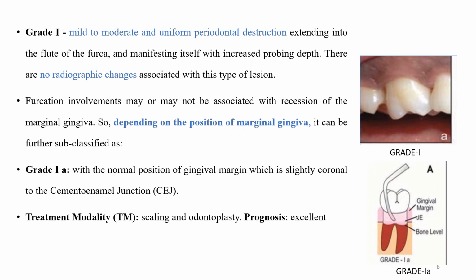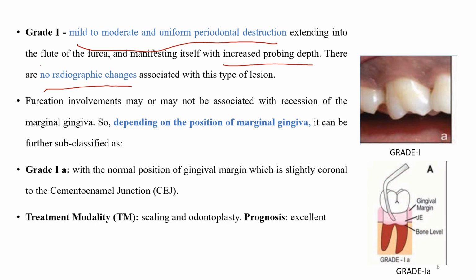First is grade 1. Grade 1 means mild to moderate and uniform periodontal destruction. That means only initial destruction will be there, which is just up to the flute of furca. It has just initiated and manifesting itself with increased probing depth. Now, and there are no radiographic changes associated with this type of lesion. Okay, so that is the common characteristic of grade 1.